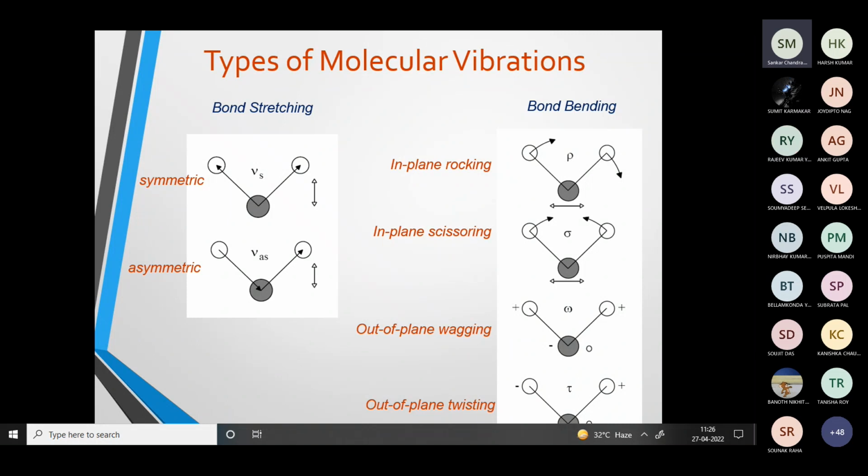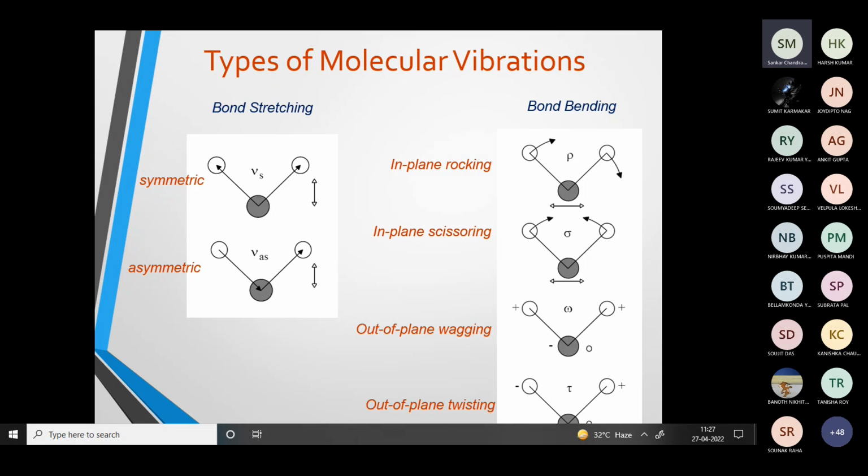If these are stretched in a symmetrical way, that means at the same time it will stretch outwards and inwards, in such a way. This is the stretching, the symmetrical stretching. But in asymmetric stretching, one is outside while at the same time the other is inside. One is inside, another outside, like this. So that is actually the asymmetric stretching. So stretching means this is the stretching.